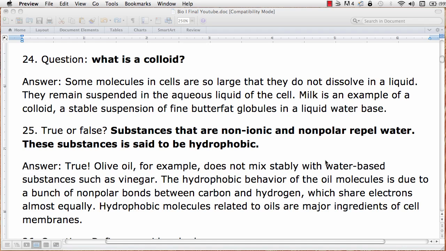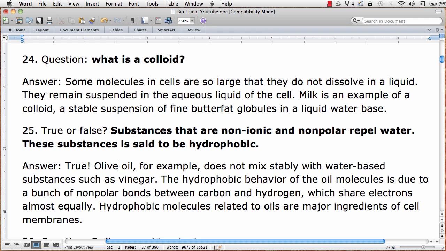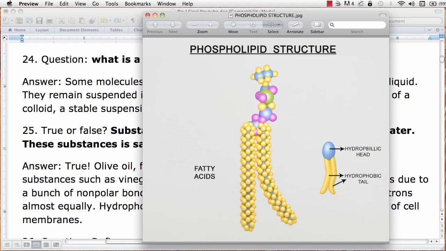Bonds between carbon and hydrogen share electrons almost equally, so there is no uneven distribution of electrons. They share these electrons equally. So hydrophobic molecules related to oils are actually major ingredients of cell membranes.